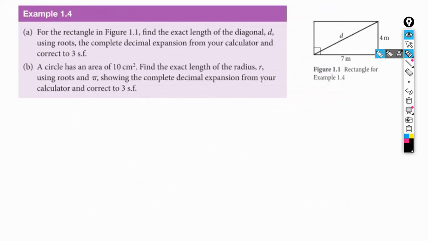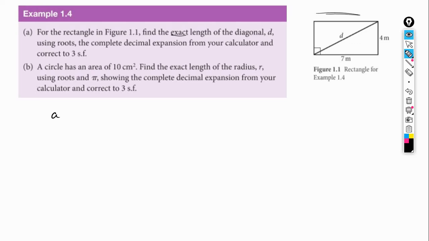Okay, so now we go to example 1.4. It says for the rectangle in figure 1.1, so this rectangle over here, find the exact length. So that word is important, exact. The exact length of the diagonal D using roots. Then the complete decimal expansion from your calculator and correct to 3 significant figures.